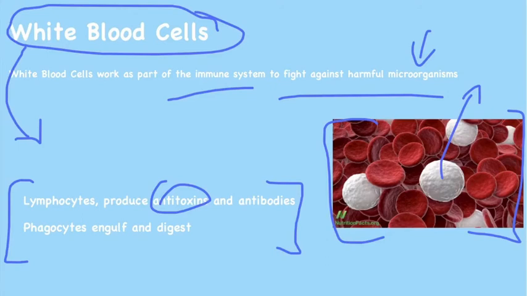And lymphocytes also produce antibodies. Now what antibodies do is they bind to these protein markers on the outside of the microorganism. They're called antigens, and they bind and destroy these microorganisms in that way.